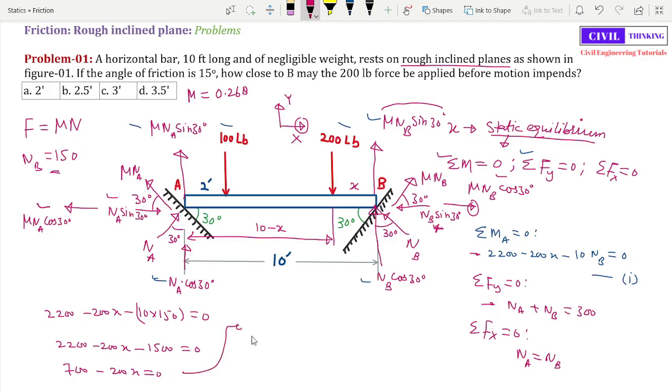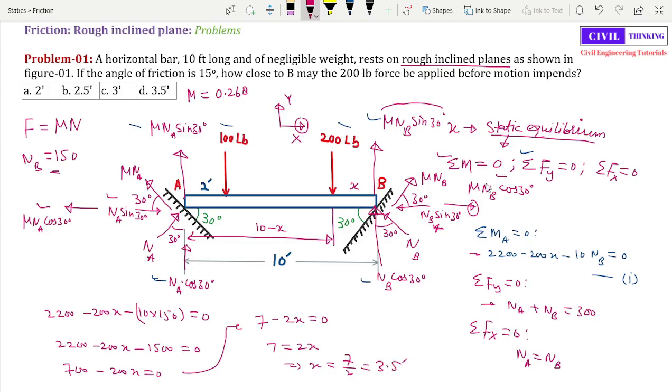So from here what I will get, these two zeros will cancel out, so it is 7 minus 2x equal to 0, or 7 is equal to 2x. X will be equal to 7 divided by 2, which is 3.5. Oh, sorry, feet. So x is 3.5 feet.